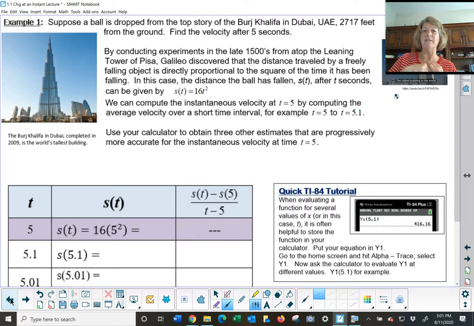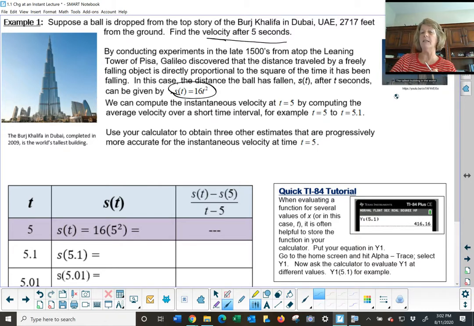Find the velocity after 5 seconds if we drop this ball. Well, this is asking us for a velocity at a precise moment, and we talk about that being at an instant. By conducting experiments in the late 1500s from atop the Leaning Tower of Pisa, Galileo discovered that the distance traveled by a freely falling object is directly proportional to the square of the time it has been falling. In this case, the distance the ball has fallen, s of t, after t seconds can be given by the equation s of t equals 16t squared, kind of our equation from Galileo.